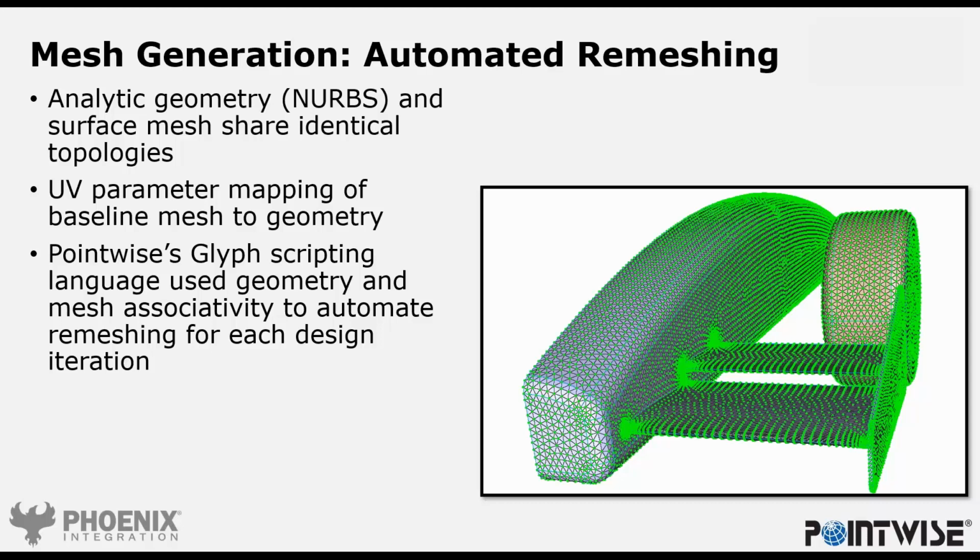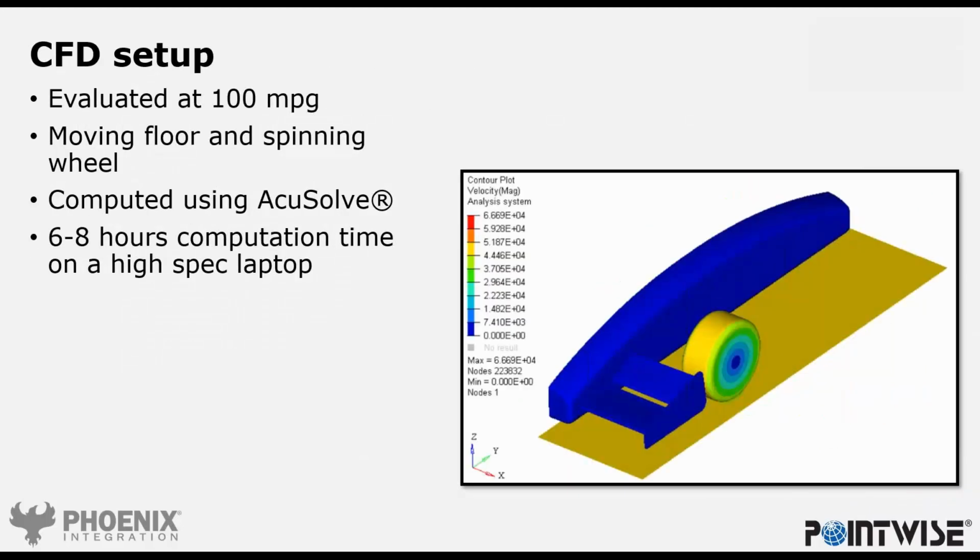And this was really important for the optimization process as we had to pull the engineer out of the loop entirely. So we built the first baseline mesh that had a nice parametric mapping to the geometry. We update the geometry, map the mesh onto the new geometry, and then reinitialize the volume, all completely behind the scenes using our Glyph scripting language. So with that, I'm going to pass things back to Ilya to discuss the CFD setup.